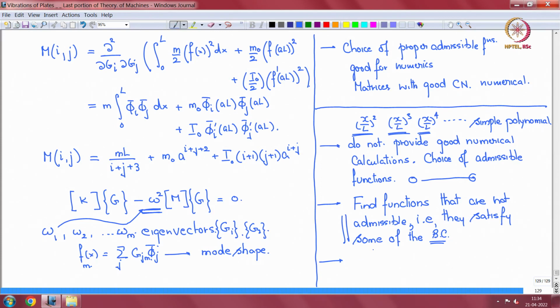There you suppose there are constraints, and there you use the Lagrange multiplier. So you have found a set of functions that are good for numerical manipulations, but not totally admissible. There is some advantage, some disadvantage, and there are some constraints that they do not satisfy now. So how do you satisfy that constraint? You use a Lagrange multiplier.